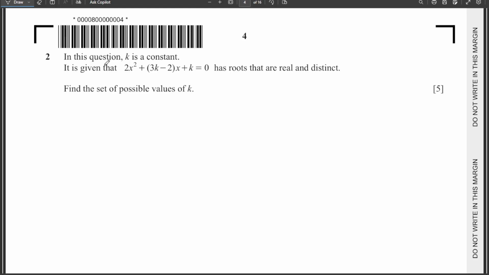The next question is another quadratic expression given in terms of x. It's given that this quadratic has roots which are real and distinct. Find the possible values of k. For real and distinct roots, try and recall that what determines this is the discriminant. The discriminant has to be greater than 0 for real and distinct roots. If it's just asking for real roots, it can be equal to 0. But since they're asking for two different or distinct roots, the keyword here is that it has to be greater than 0. So if you recall, the discriminant is b squared minus 4ac.